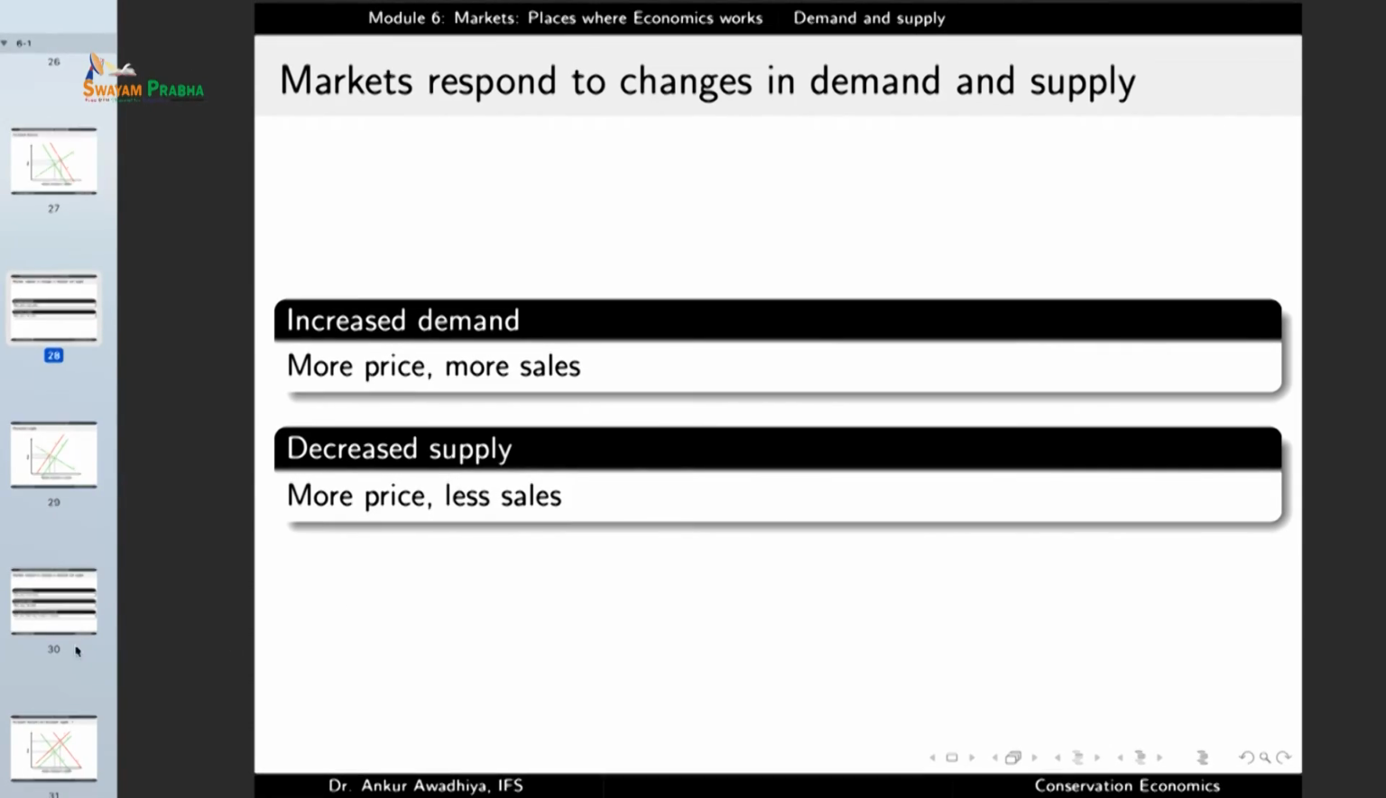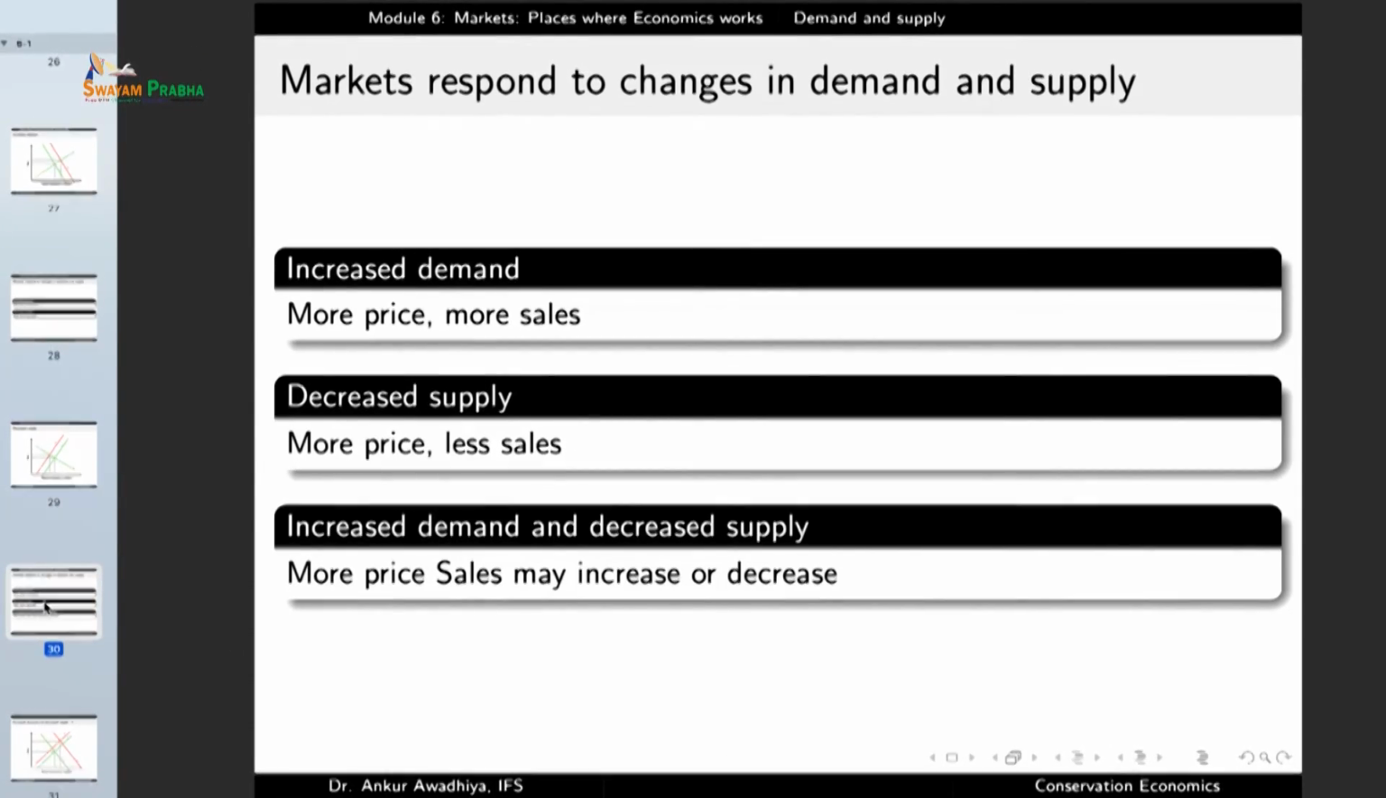Now, what happens when there is an increased demand and there is a decreased supply? Now, in this case, we are saying that there is an increased demand plus a decreased supply. An increase in demand leads to more price, a decreased supply leads to more price. When both of these are acting together, we will have more price. An increased demand led to more sales, a decreased supply led to less sales. So when both of these are acting together, then we may have more sale or less sale or the same sale.